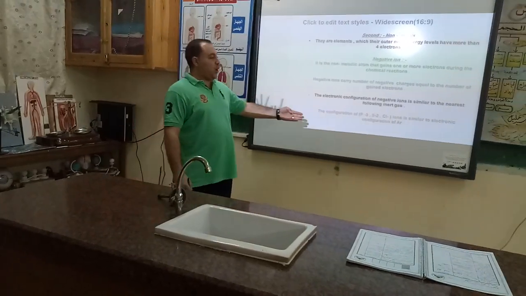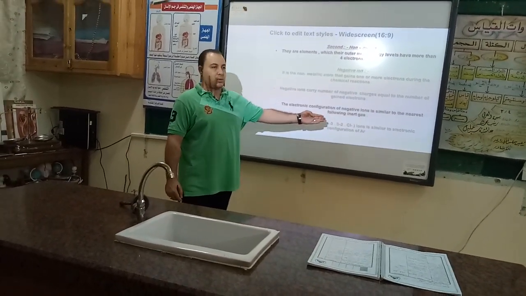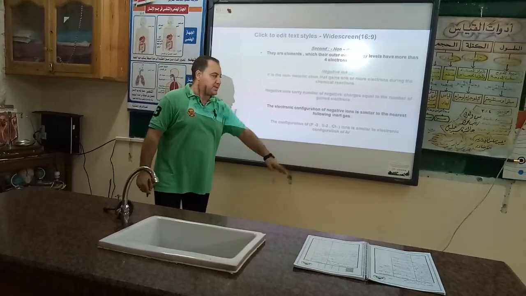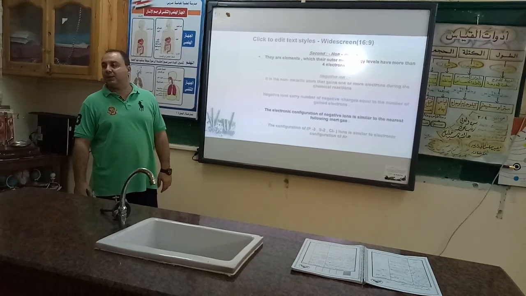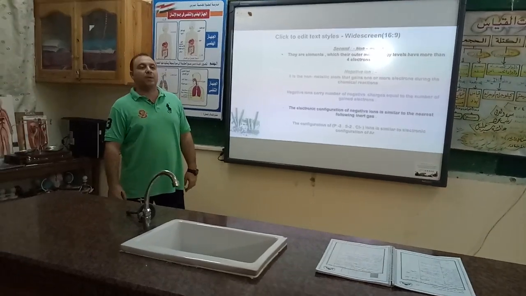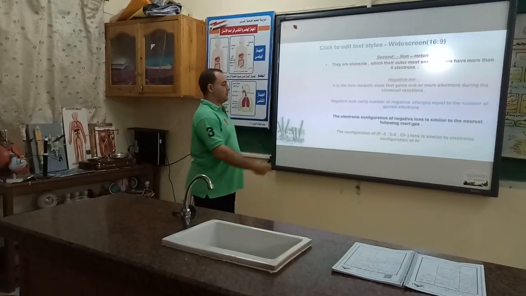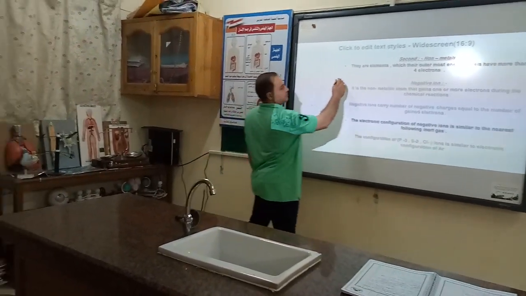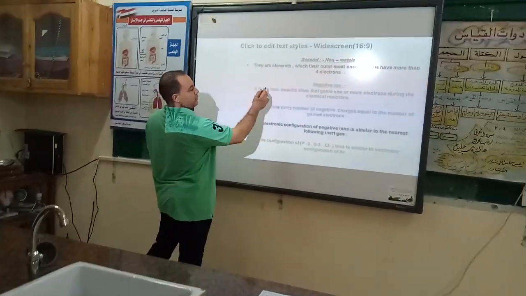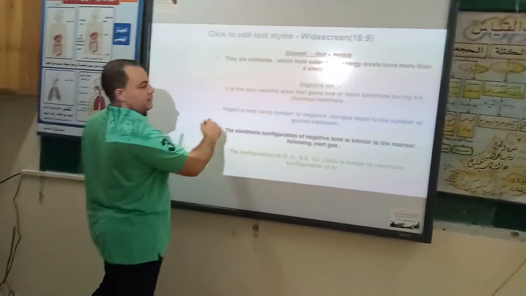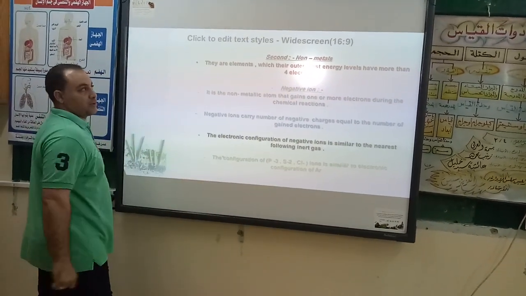The configuration of the P3-, S2-, Cl- ions is similar to the electronic configuration of argon. Argon what? Its atomic number is 18. So it's the following noble gas. Understand? Yes. Okay. Metals, nonmetals, positive ions, negative ions. Okay. Their definitions and the notes on negative ions.